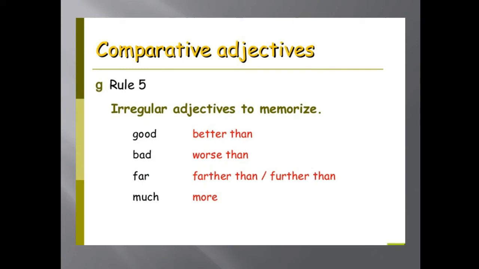Rule 5. Irregular adjectives to memorize. Good, better than. Bad, worse than. Far, farther than or further than. Much, more.